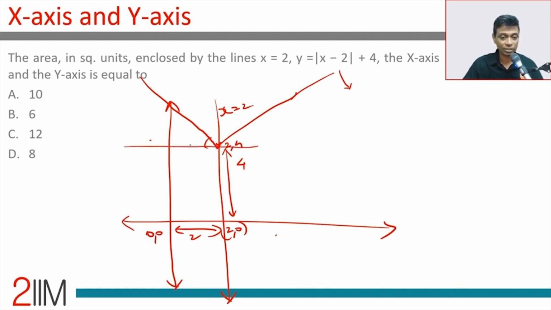The modulus of x line. This is 2. This is 2. This area is half into 2 into 2, 2 square units. This area is 2 into 4, 8. 8 plus 2, 10.